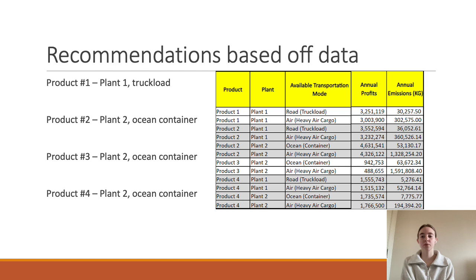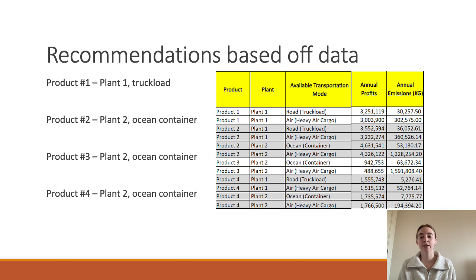Based on our data analysis, we bring forth recommendations for which plant and transportation method to utilize for each product. We chose the following methods in order to maximize profits while also being eco-conscious and lowering emissions. For product number 1, we recommend Plant 1 utilizing the truckload. Truckload is a much less costly method in comparison to the heavy air cargo alternative. The truckload also has much fewer emissions. The annual profit will be $3,251,119 and the annual emissions will be 30,257.5 kilograms. For product number 2, we recommend Plant 2 using the ocean container.